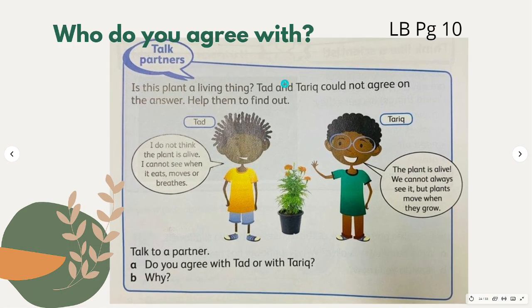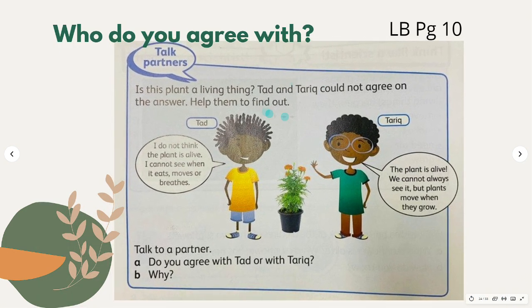Who do you agree with, Tad or Tariq? Now, is this plant a living thing? Tad and Tariq could not agree on the answer. Help them to find out. Because Tad does not think the plant is alive. He cannot see when it eats, moves, or breathes. But for Tariq, the plant is alive.